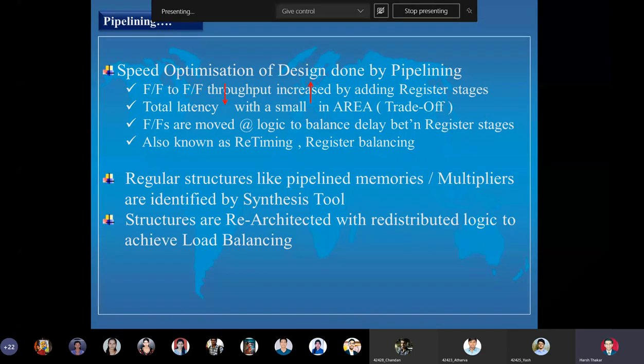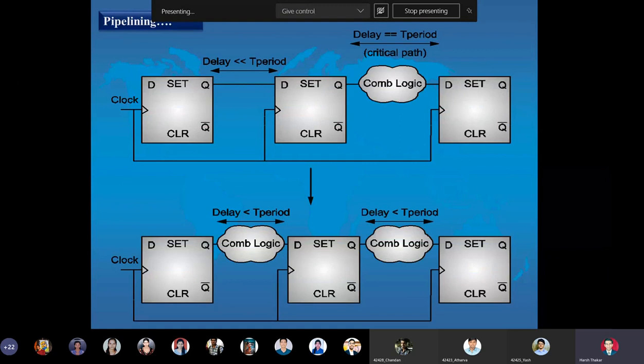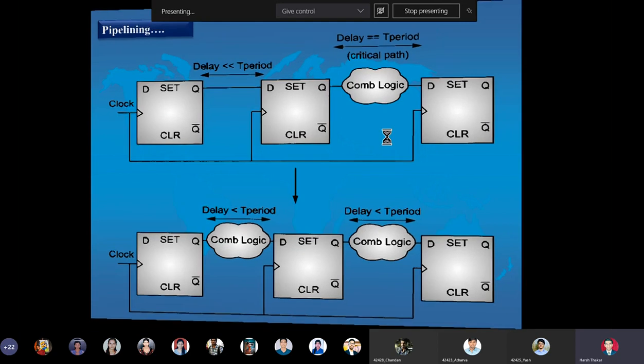Structures are re-architectured with redistributed logic to achieve load balancing. So many times this particular combinational delay, which is seen in figure number 1, is also called a load. Okay, this is also called a load, and it has to be balanced. That is what we mean by the concept of balancing the delay in between the register stages.